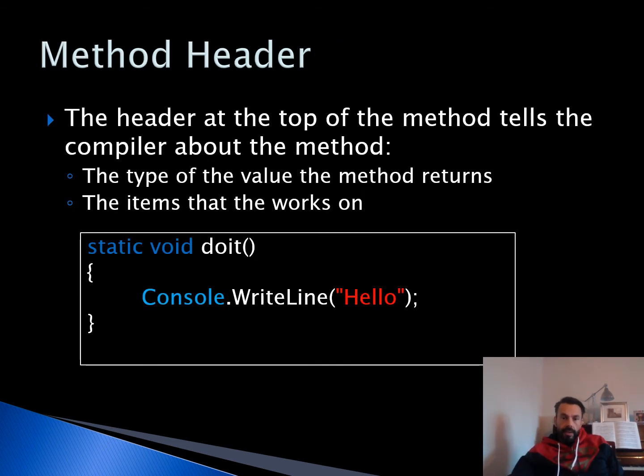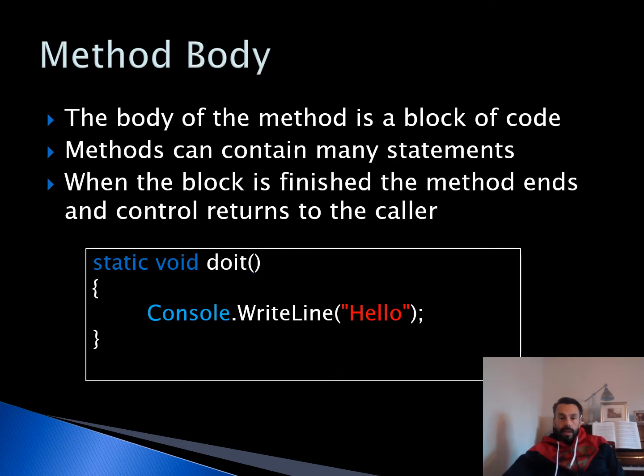Okay, excellent. Right, method header. The header at the top of the method tells the compiler about the method. The type of value that the method in fact returns, so you notice that that's a void, so it doesn't return anything, and the items that it works on as well. So that is going to be the parameters that are passed into the brackets, and we're going to be looking at that at some stage. So Console.WriteLine hello, and that of course is a method in itself. So there we have it. Okay, that's the method header.